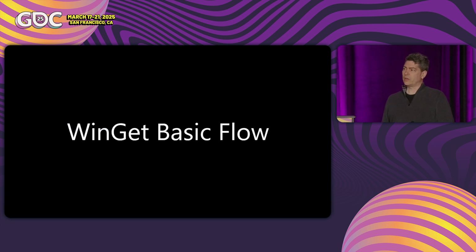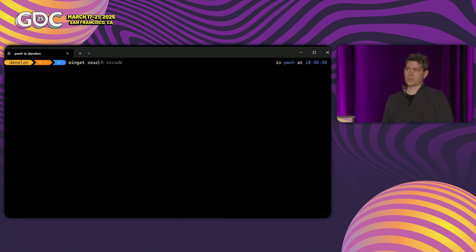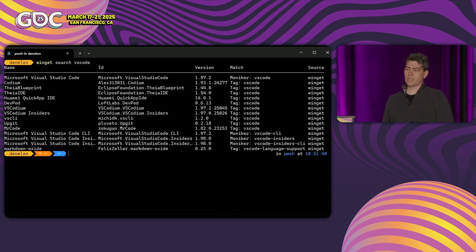So the basic flow for how typical use happens is people are going to go in, and the first thing they're going to want to do is search for something. We've got a lot of different fields that we run through that we look at when we're doing search. So you might see the matching on tag or moniker or name. In this case, I'm searching for VS Code, which happens to be a moniker.